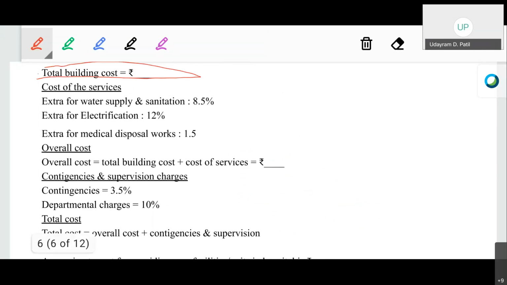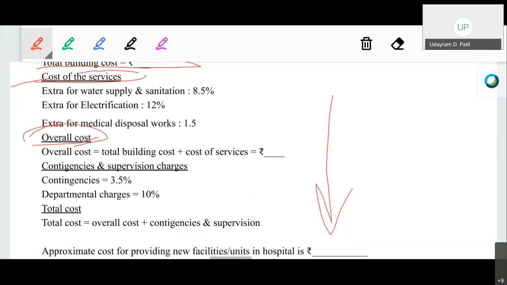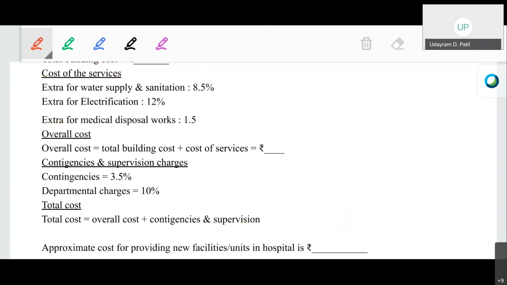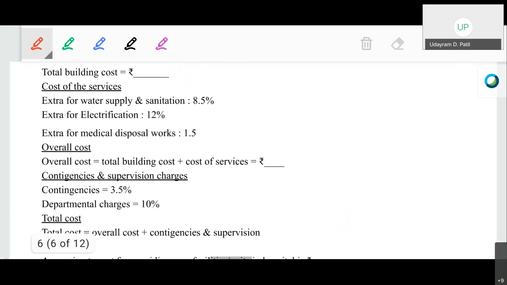OK, on that particular total building cost, calculate the cost of the services, and from that particular cost of the services, calculate the overall cost. OK, and the rest of the procedure you already know. OK, calculate the total cost of the new facilities which we are going to provide in the hospital. You have to add and find out the total building cost, adding all of these 5 items of work, for the cost of all the new units.